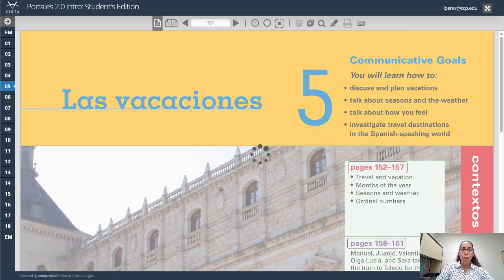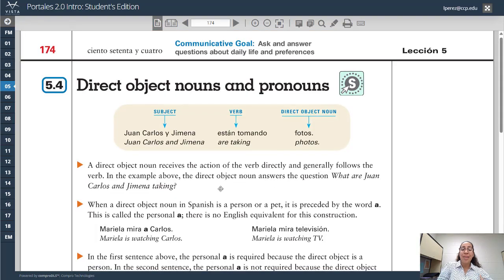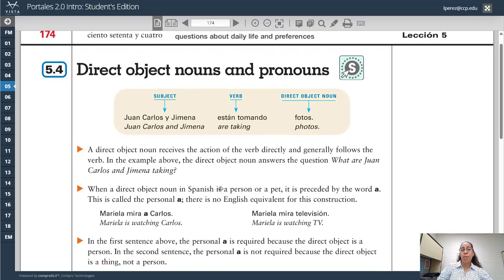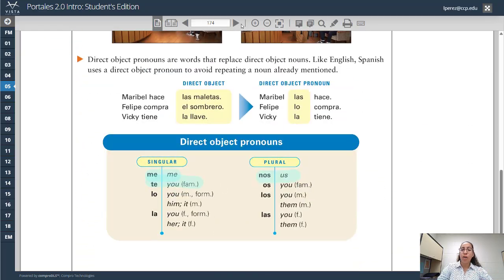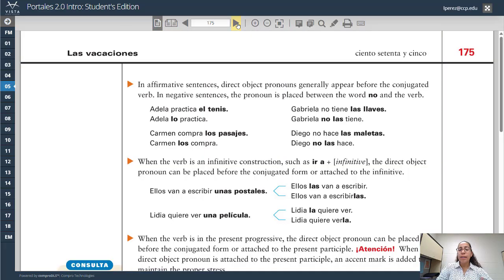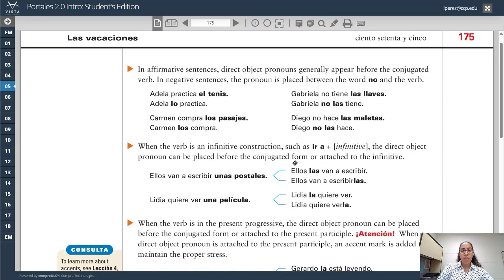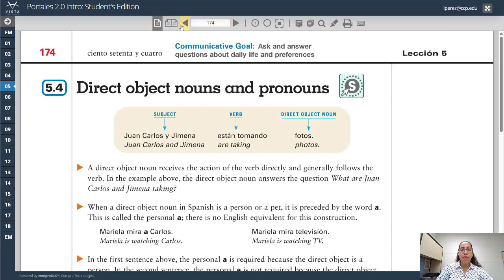It's 5.4. But again, for me to try to reteach you this lesson that was taught in Spanish 1, it could take some time. So it's good for you to read over that if you find yourself a little bit lost or just need a refresher about direct object pronouns. I just wanted to show you where you could find that.